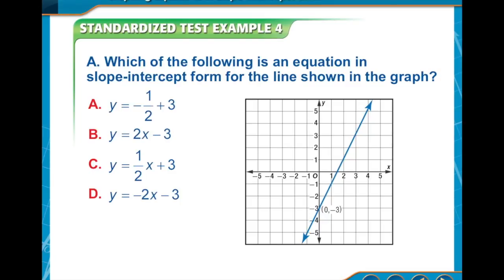So we're asked the question and we're given a graph. It tells us: which of the following is an equation in slope-intercept form for the line shown in the graph? So given this line, we want to know what is the slope and what is the y-intercept of this line. And when we find those two things, we plug them into our blank equation, and that'll give us the answer.